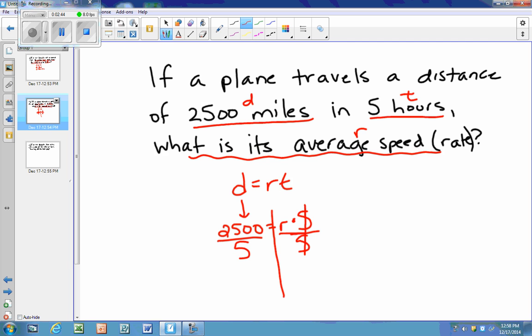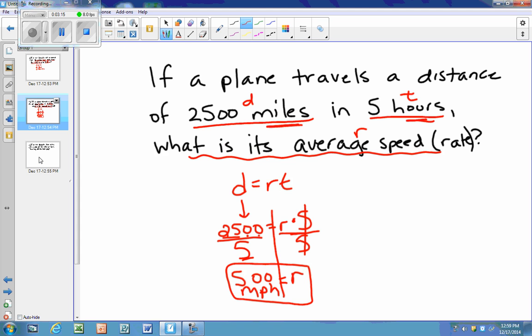5 divided by 5 is 1, so I'm left with 1R. And 2,500 divided by 5, again, I'm going to use the 0 trick or the 0 rule. 25 divided by 5 is 5, and then I'm going to put back the 2 zeros. So the rate is 500. But again, I need a label. So I can go back into the problem. We're talking about miles and hours. So it's going to be 500 miles per hour, and I can use MPH as the abbreviation for that.